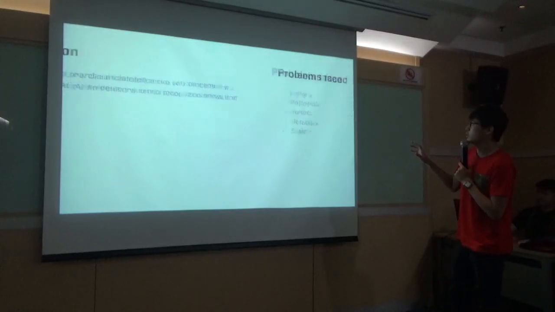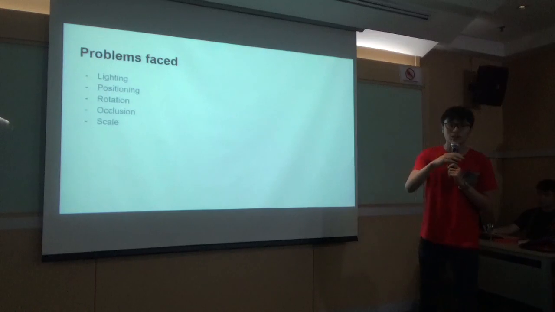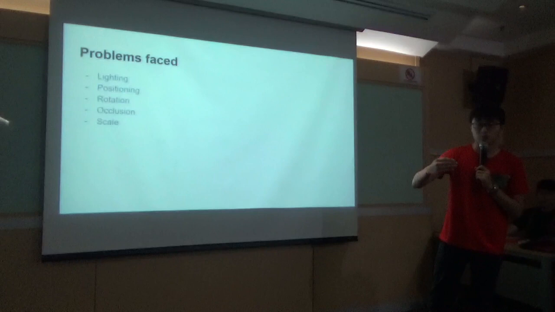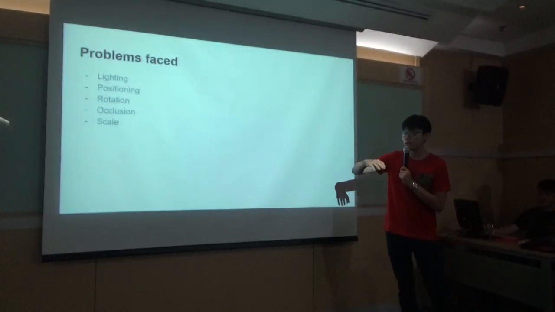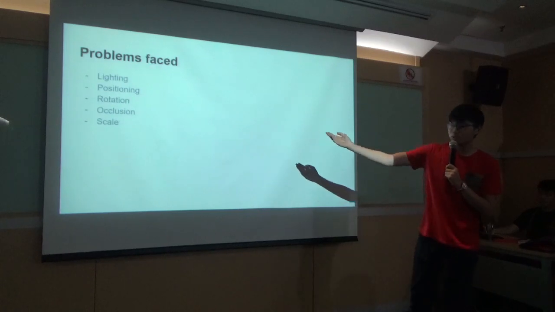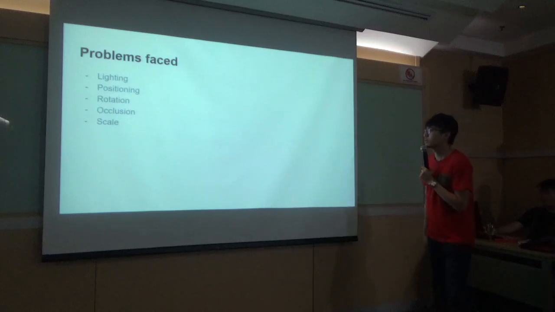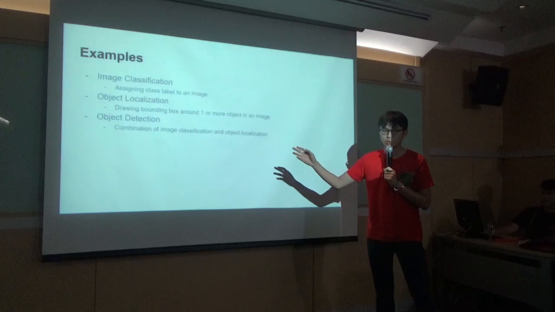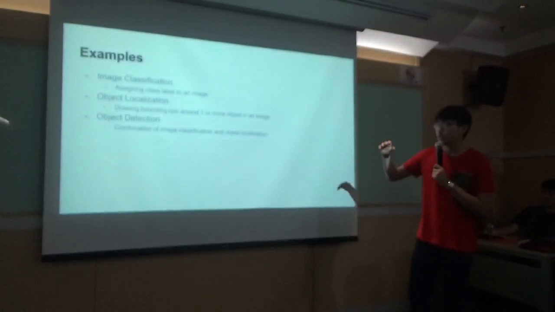Okay, next. The problem faced when you use object recognition is actually the lighting, because based on the lighting itself, we can see different things from the image. Then there is the positioning of the object, the rotation of the picture, occlusion, whether it's clear or not, and the scale of the image.